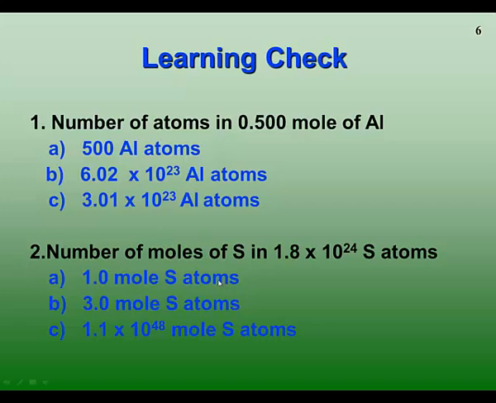Number 2, your answer is B. If I'm talking about the number of moles, it should be a small number, not a big number like this. If you got C, that's because you're doing order of operations wrong in your calculator. Bring in a question tomorrow and say, hey, I got C for number 2 on the learning check. Can you help me with my calculator? I'll be glad to show you how to make that work.